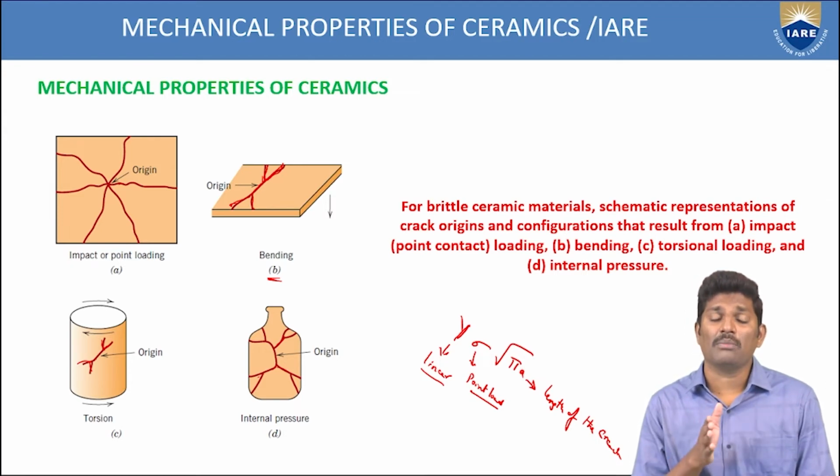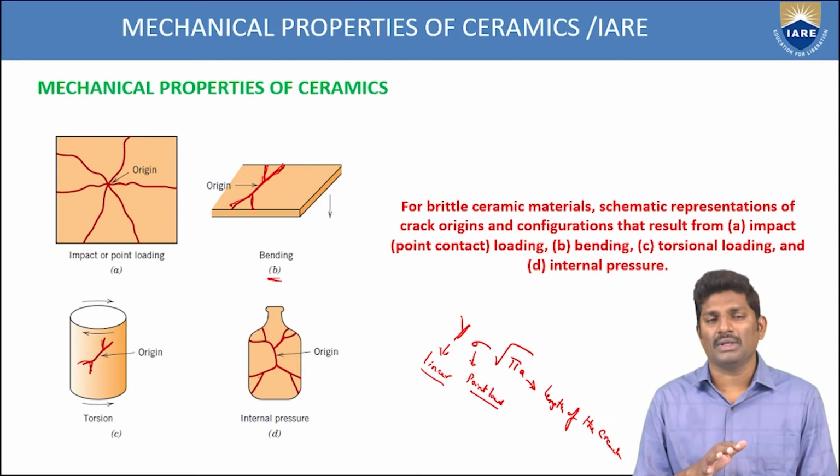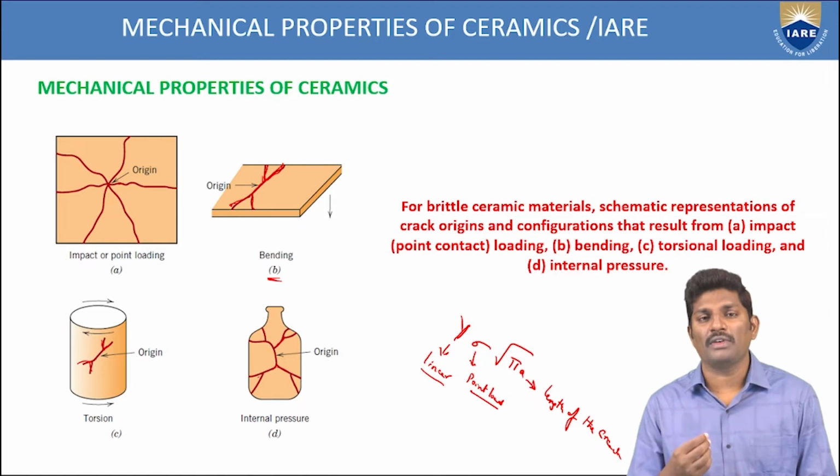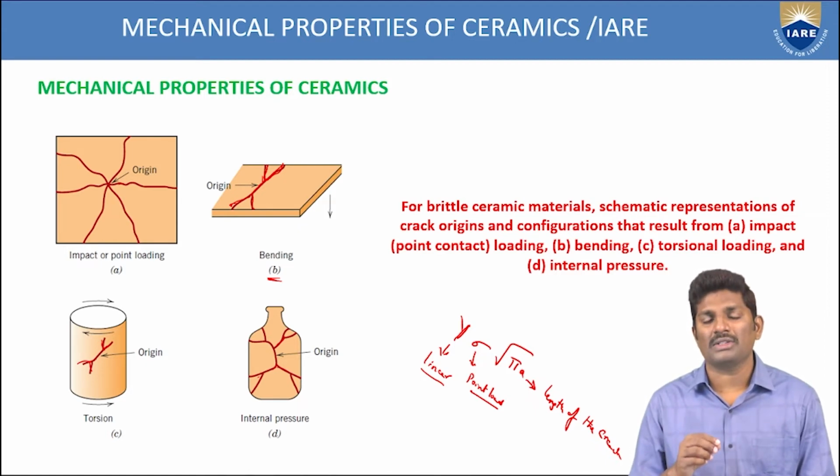So depending upon the type of load, though it is the same material, the type of load describes the type of failure in the material, the type of geometry of the crack formation, and the length of the crack formation. So for the same material, we get n number of outcomes depending on the type of load you are giving, bending type, torsional type, or internal pressure. So there are n number of categories of failure of the material.